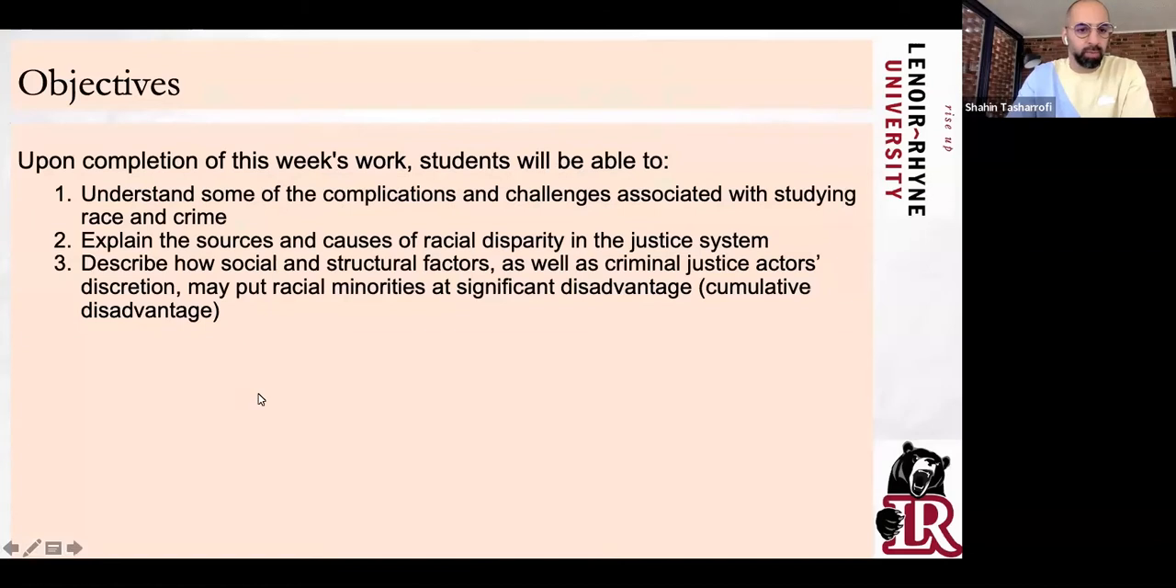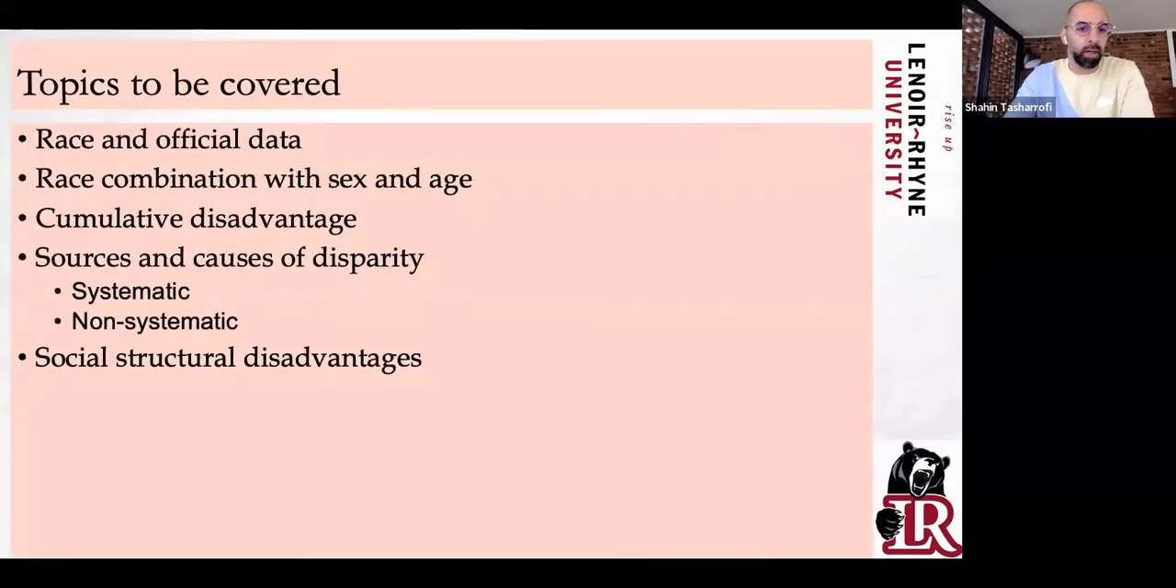So the objectives for this week are understanding some of these complications and challenges associated with studying race and crime, explaining the sources and causes of racial disparity in the justice system, as well as describing how social and structural factors, as well as criminal justice actors' decision-making, might put racial minorities at significant disadvantage, also known as cumulative disadvantage.